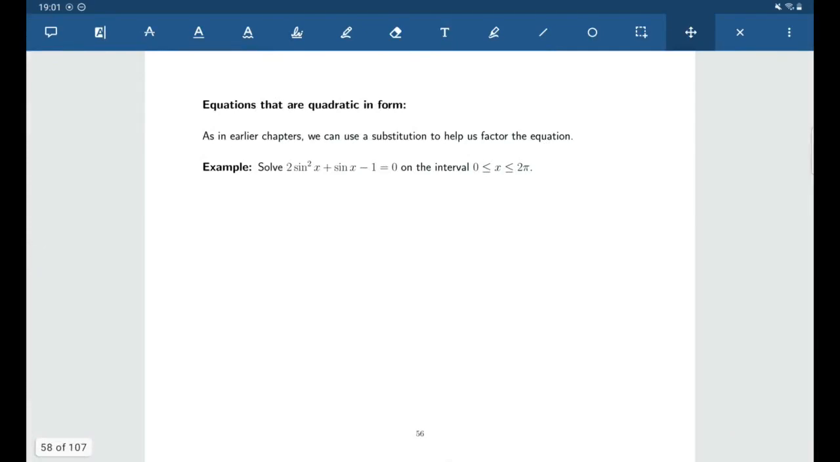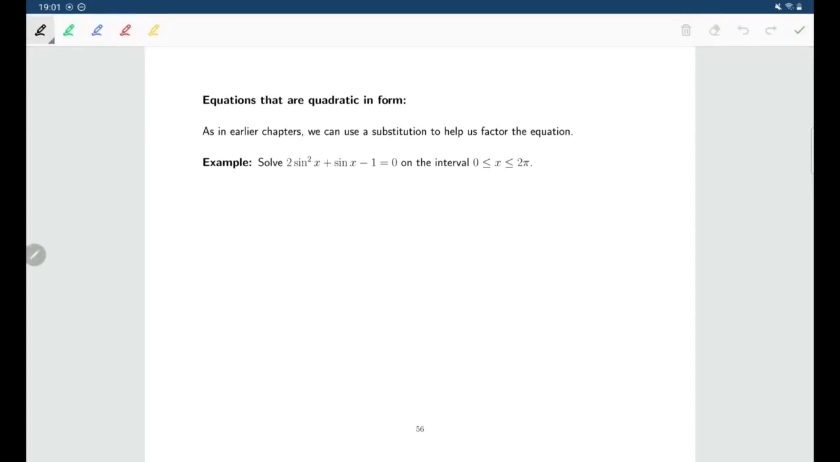All right, so if you're looking at something where you've got not just a single trig function, there's a couple of things that you might see. One might be something where it's actually quadratic in form, something like this: 2 sine squared x plus sine x minus 1 equals 0. If you were looking at this, you could say, well, if I replaced sine of x with u, then I would have 2u squared plus u minus 1 equals 0.